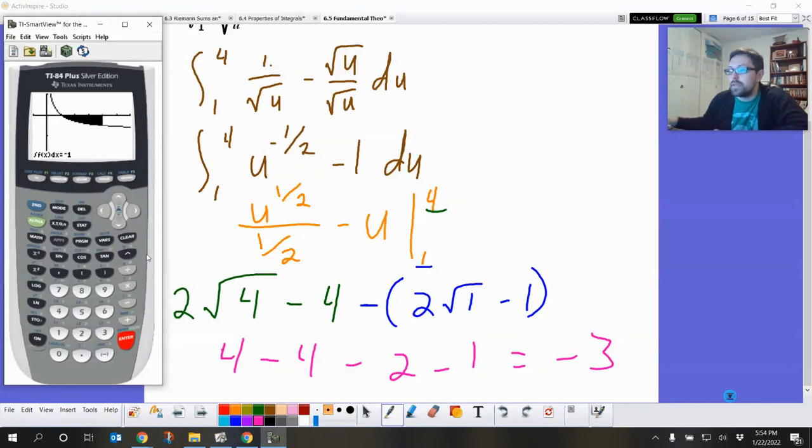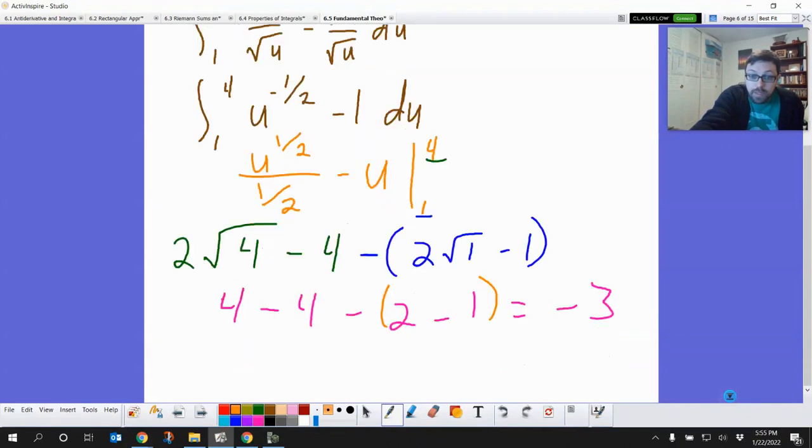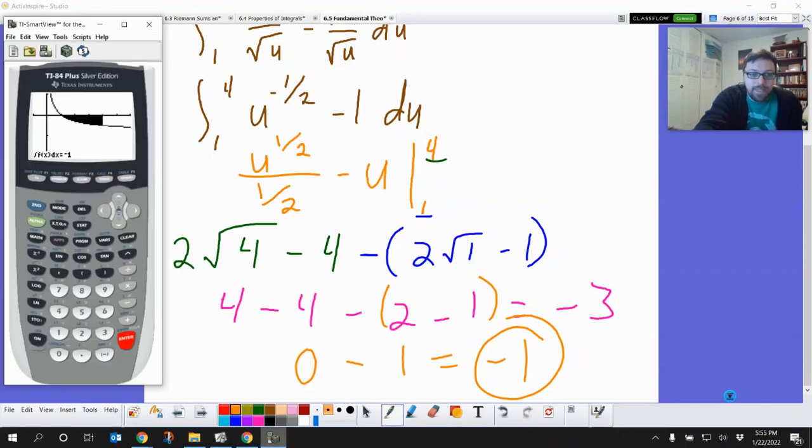It's a good thing we checked. Oh, I found it. I missed parentheses here. So that's 2 minus 1. So that is 0 minus 2 minus 1 is 1. And so there we go. We got negative 1. Good thing I checked it. It was a silly thing that I missed. Sorry about that. But yeah, we get negative 1.